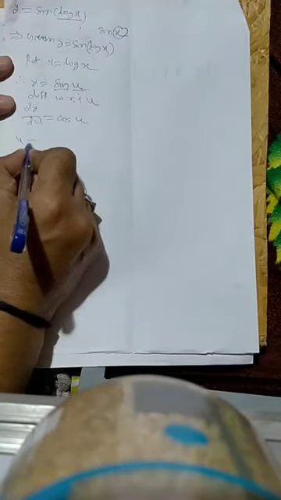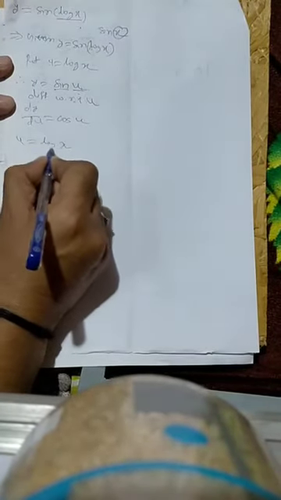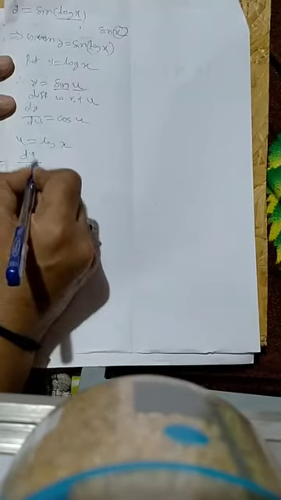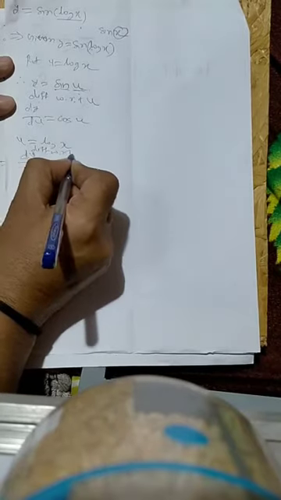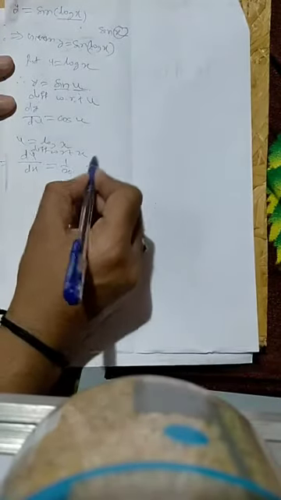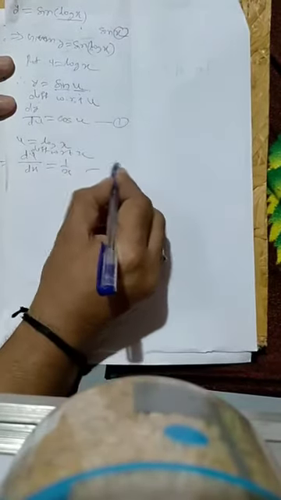Now u is equals to log of x. Now the derivative of log of x is 1 divided by x. So du by dx, here differentiating with respect to x, du by dx is equals to derivative of log of x, means 1 divided by x. Call this as 1, this as 2.